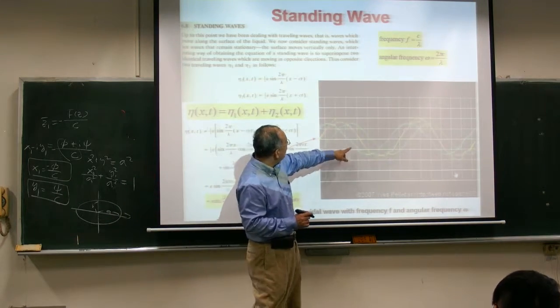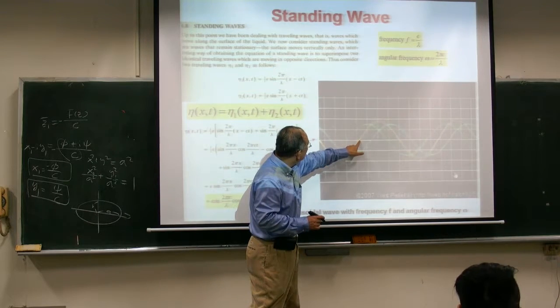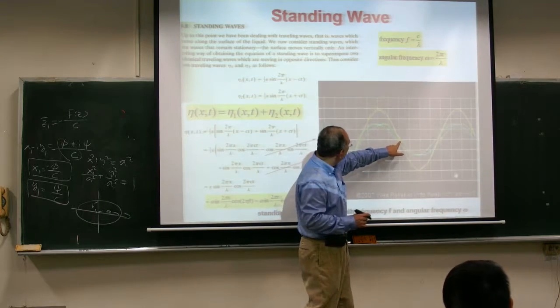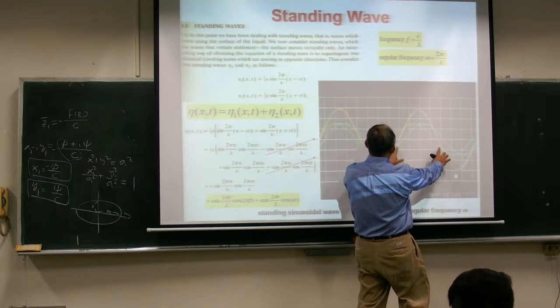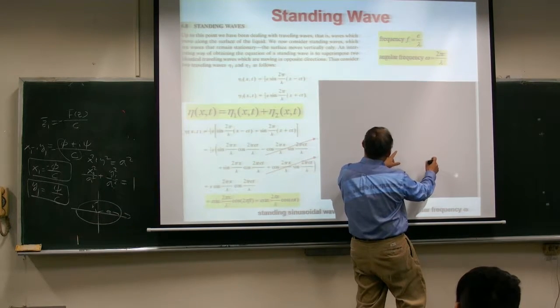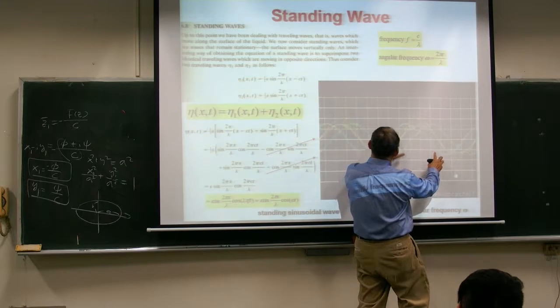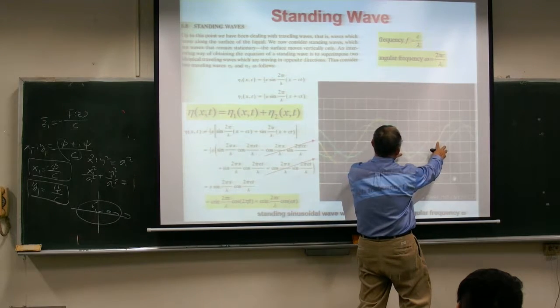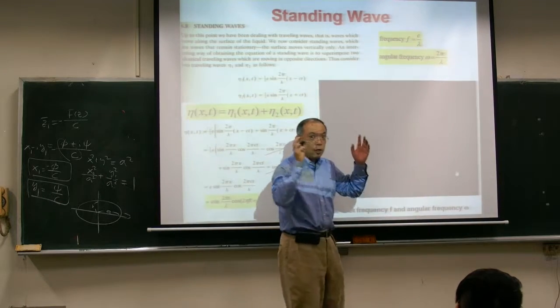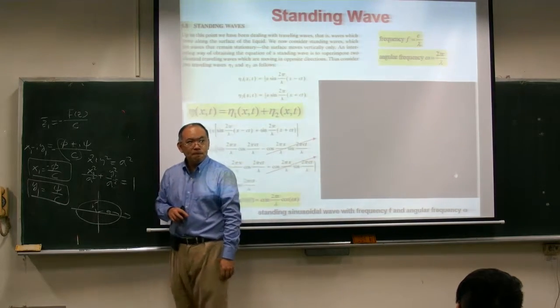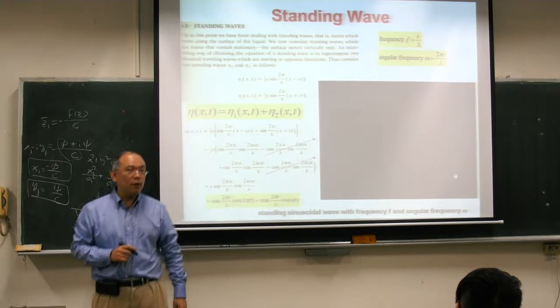And this wave, here is fixed, here is fixed, here is fixed, and only between 2 points here, between this point and this point, it's moving upward, and on the other side it's moving downward. See that? That's a standing wave. It's called a standing wave.